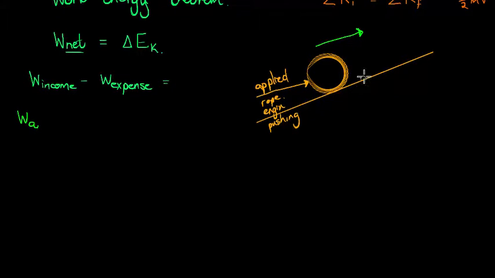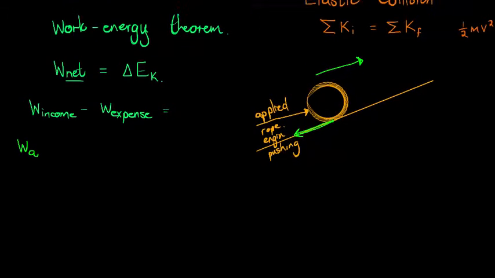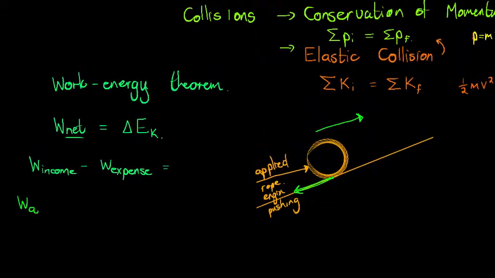Now, what other forces are acting on this object? Frictional force. Frictional force is always in the direction or in the opposite direction? Opposite. Always in the opposite direction. So here we have frictional force acting on the object. So what do I mean by the work done by friction or the work done by the applied force?